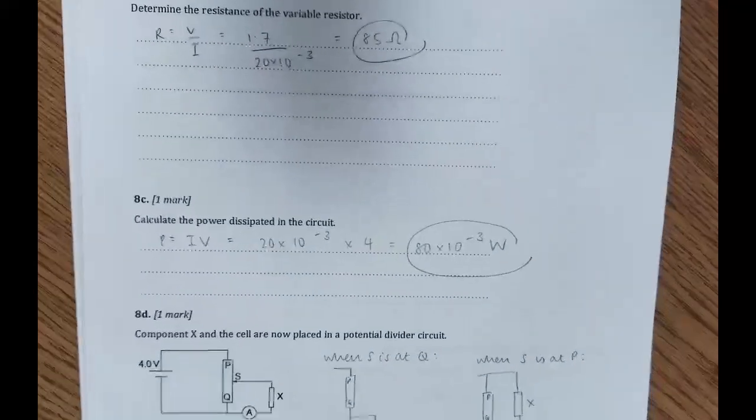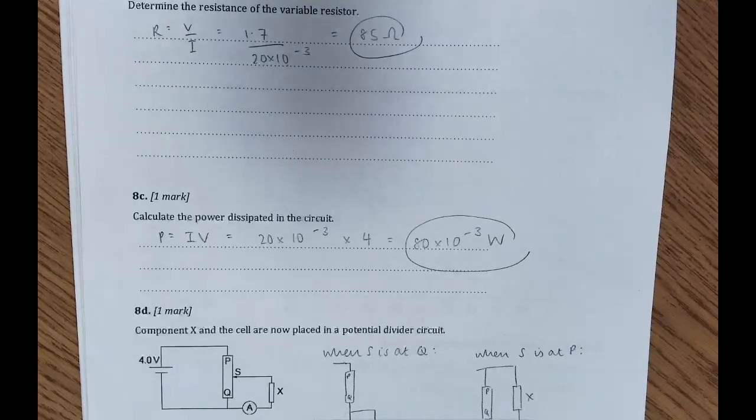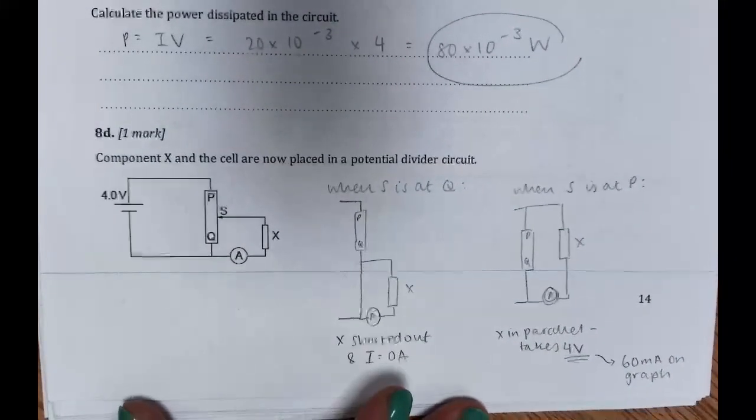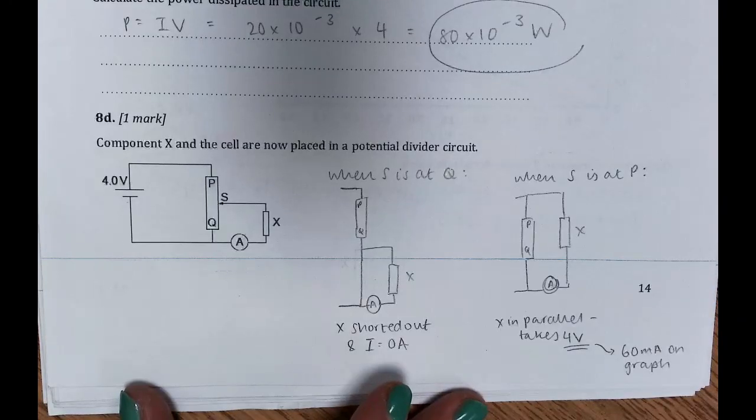In 8C, power dissipated, P is IV, total current multiplied by total voltage. Everyone, I think, got that one right. Maybe some of you got the unit of power wrong, so just be careful there. It's watts, not joules.